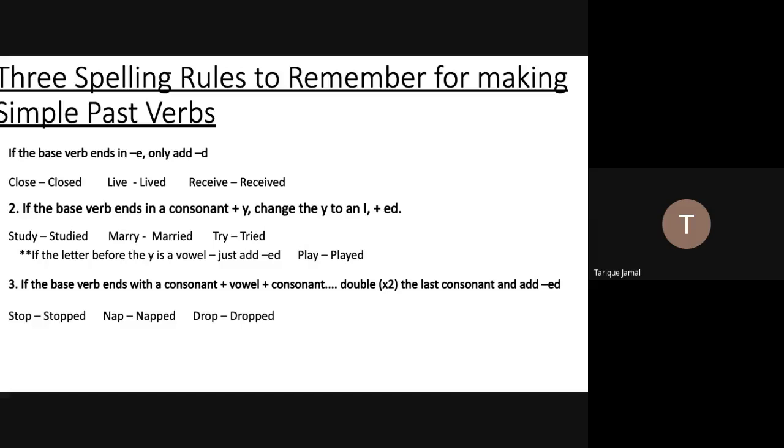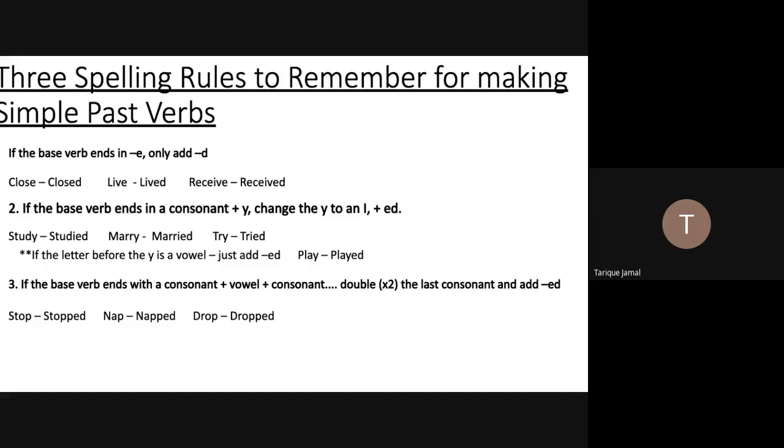All right, guys. So let's go through it together. Three spelling rules for making simple past verbs, right? The first one I've already explained, that if the base verb ends in E, all you have to do is add D, and that is it.